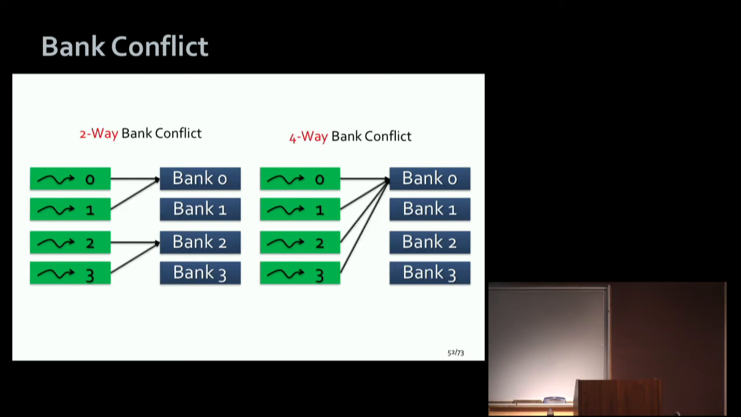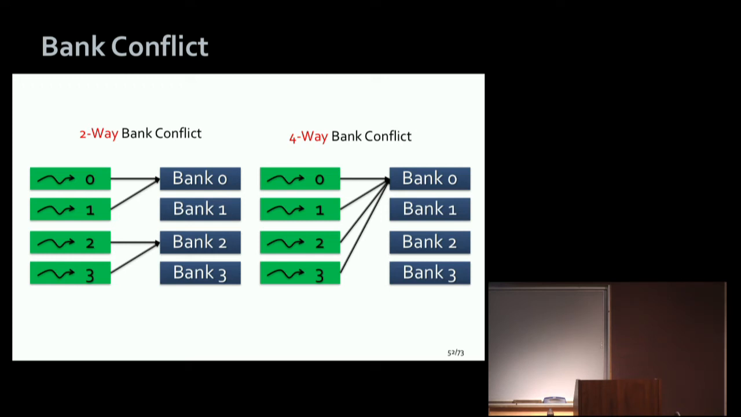But I can have a two-way bank conflict, where threads 0 and 1 are trying to read data from bank 0 or write data there. The hardware will serialize this. It will first honor the request by 0 and then 1. So this is a performance bottleneck. And I can have a worse bank conflict, a 4-way bank conflict. This is a very important bottleneck that you have to be aware of.